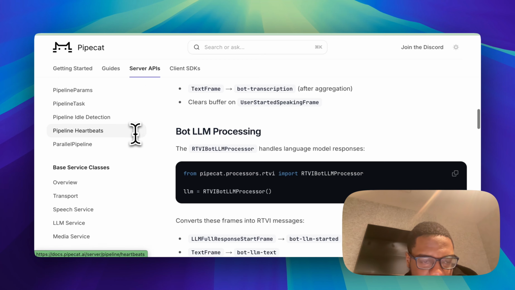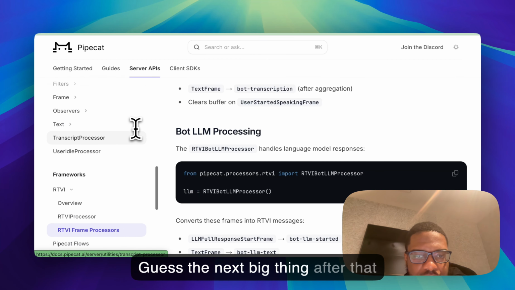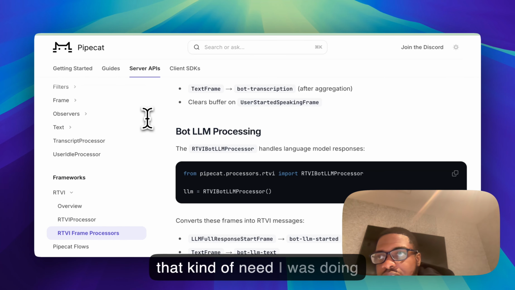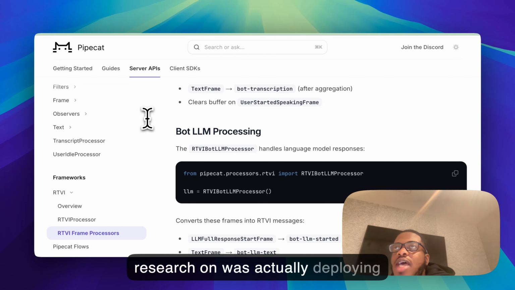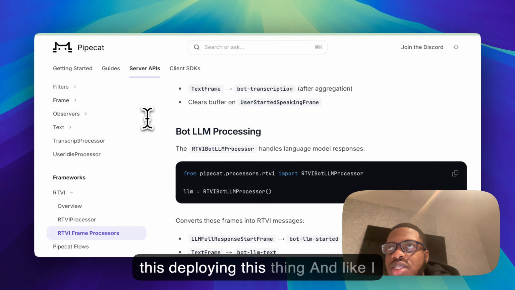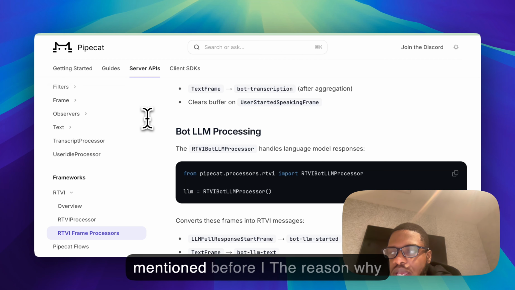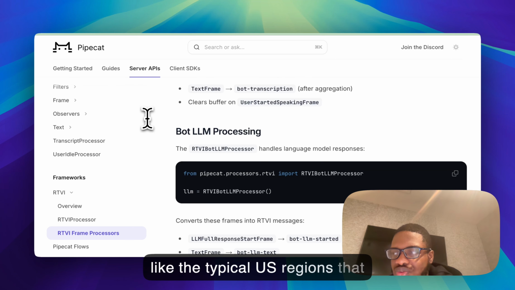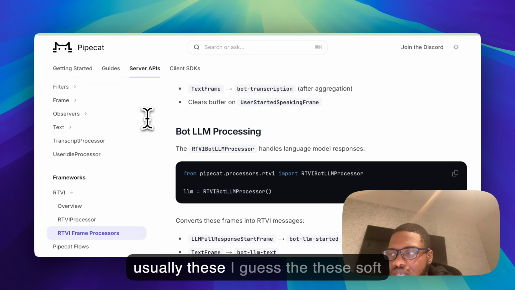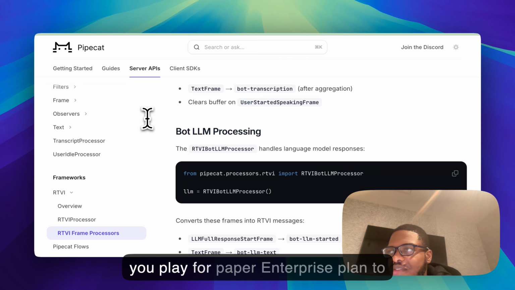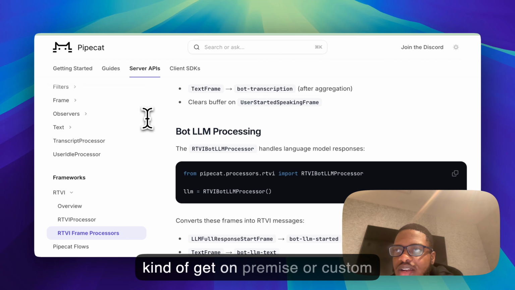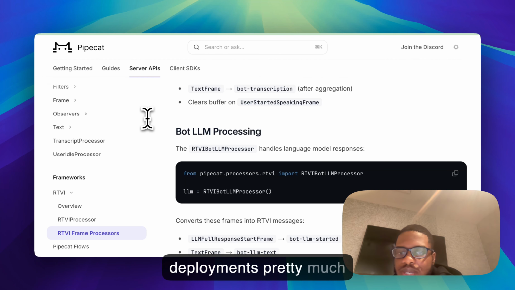I guess the next big thing I was doing research on was actually deploying this thing. Like I mentioned before, the reason I use Pipecat is because I want the capability to deploy it outside of the typical US regions where voice AI software is usually deployed. Either it is US or you pay for an enterprise plan to get on-premise or custom deployments pretty much.